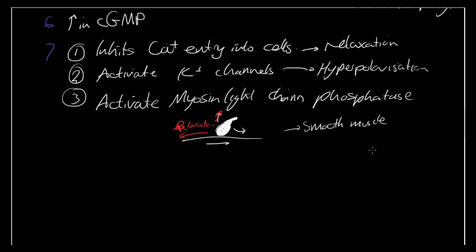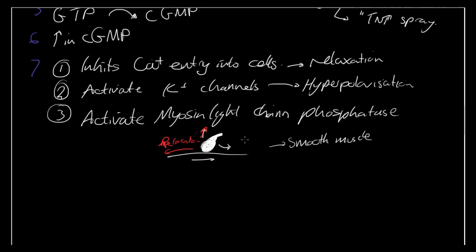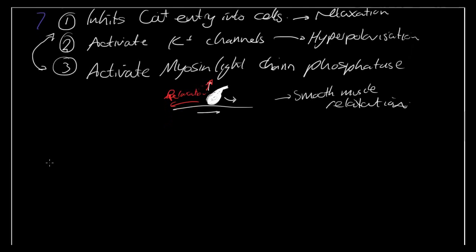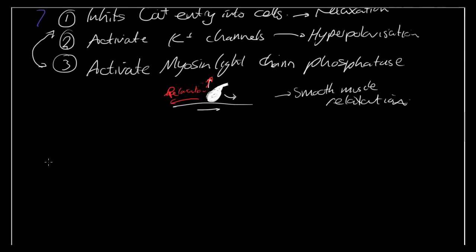This system of myosin light chains is similar to the skeletal muscle system. We just don't have the troponin binding system. So relaxation, it's regulated by calcium anyway. So these two things work together, number one and number three. Okay, that's about it for its action.